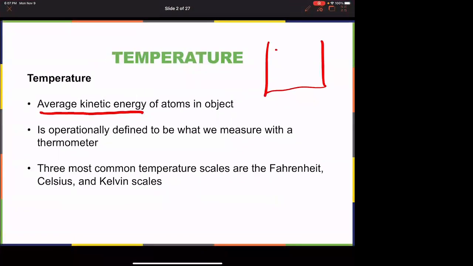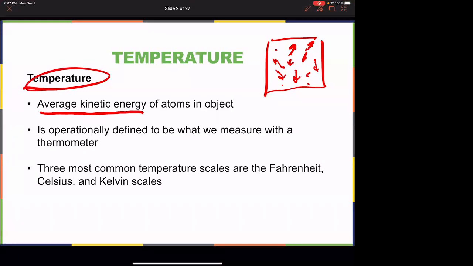Yep. All right, so inside the object, there's these atoms moving around. So there's like a gas in here in a closed container. All these things are moving at their own unique velocity, so they can't all be moving the same velocity. So what we do is we average the kinetic energy, and the average of that kinetic energy is called the temperature. We measure it with a thermometer.